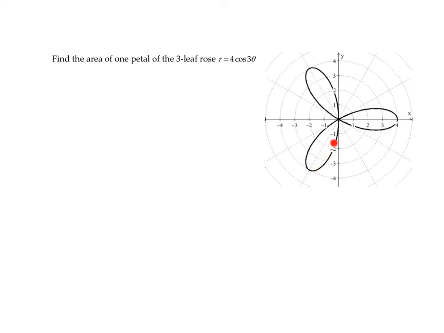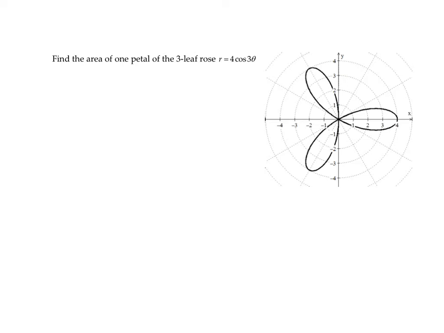Now it's decreasing in absolute value. It comes back to 0. And it keeps doing this, ending up back at 0, increasing or decreasing to 4 or negative 4, and then coming back to 0. So to identify a petal, it'd be a good idea to solve the equation r equals 0, or in this case, obviously, 4 cosine of 3 theta equals 0.